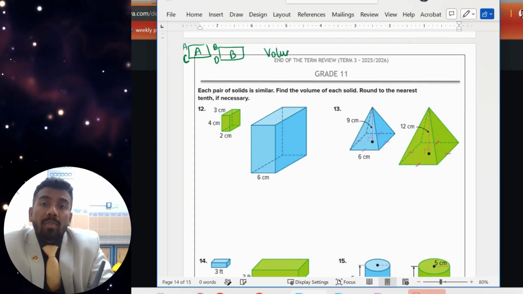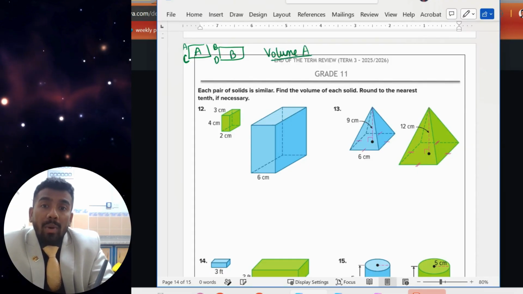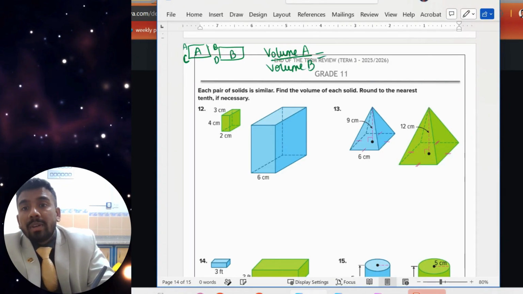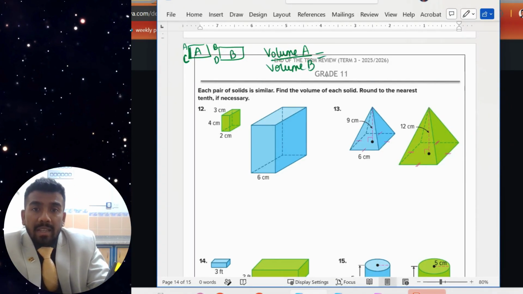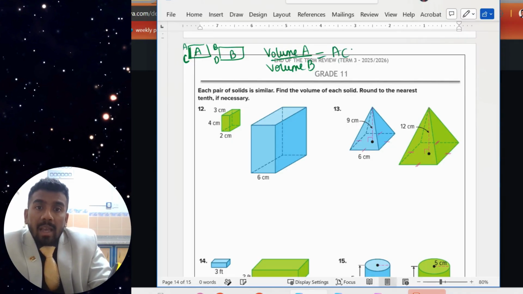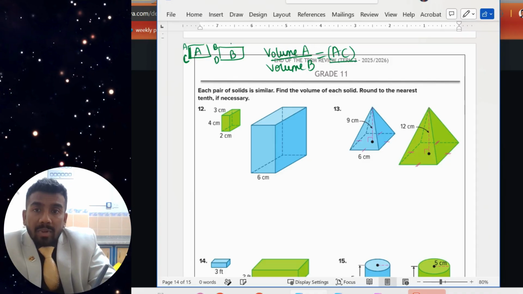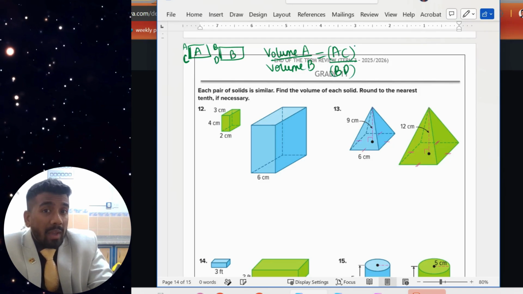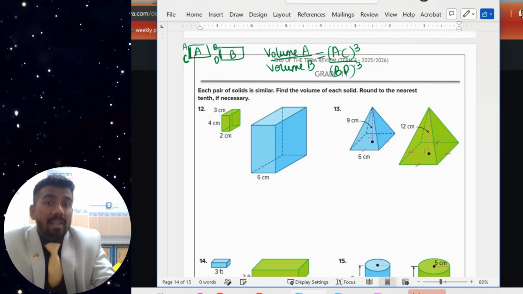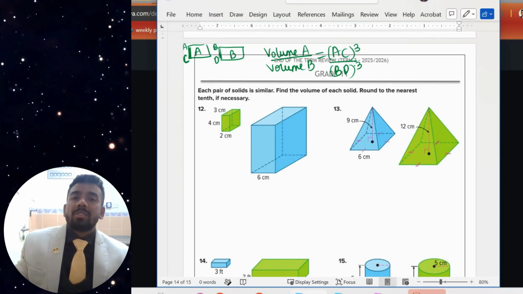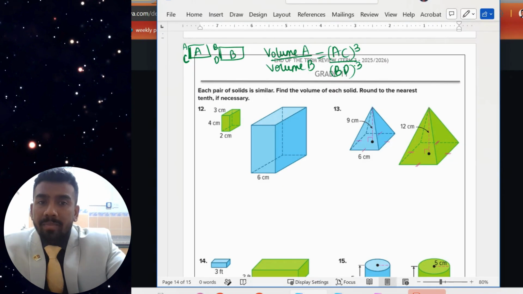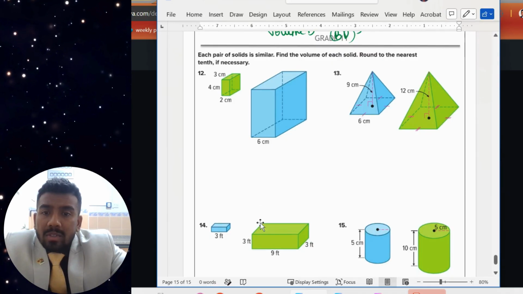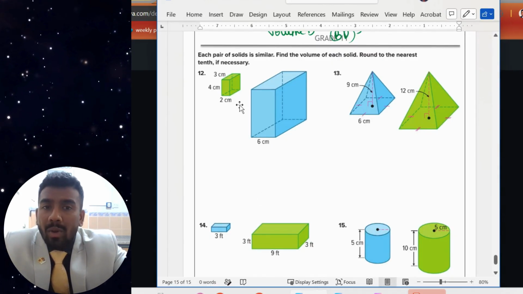Volume of figure A over volume of figure B will be equal to, take any side, let's take the corresponding side AC and the corresponding side BD. What will happen? For the area it was squared. For volume it is power 3. Only that much difference is there. Okay, so let's go ahead and do one of the figures. The 12 and 14 are the same, so I'll do one of these.